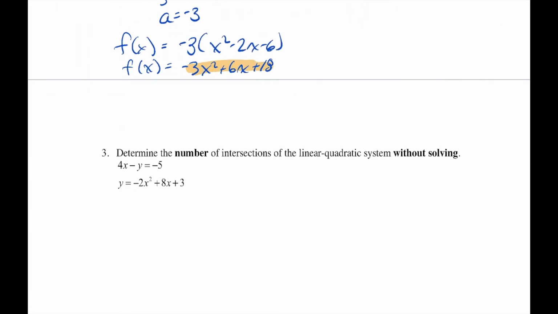The last question, we're dealing with the number of intersections of a linear and quadratic system. In other words, we have a line and we have a parabola, and we want to be able to say, well, how many places does that intersect at? So we're not asked which the intersections are, but just how many intersections there are. So recognizing there's going to be either 0, 1, or 2, how do we go about determining that?